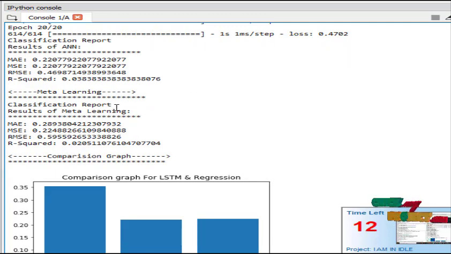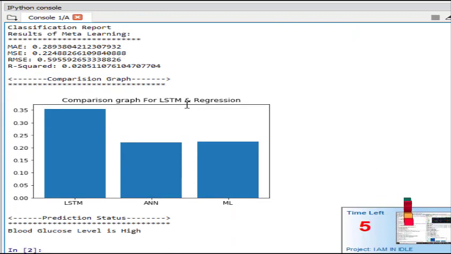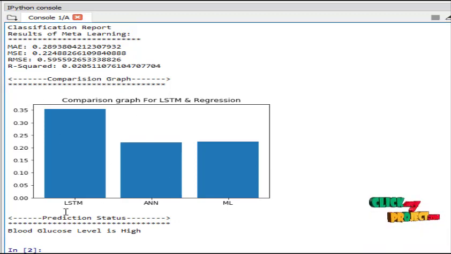Next, meta-learning. Meta-learning is an algorithm that learns by itself from the other algorithms. This is meta-learning: MAE, MSE, RMSE, and then the comparison graph. The LSTM error value is high, but ANN and ML give low error values. Finally, prediction status. The given data value is a blood glucose level, high or low.